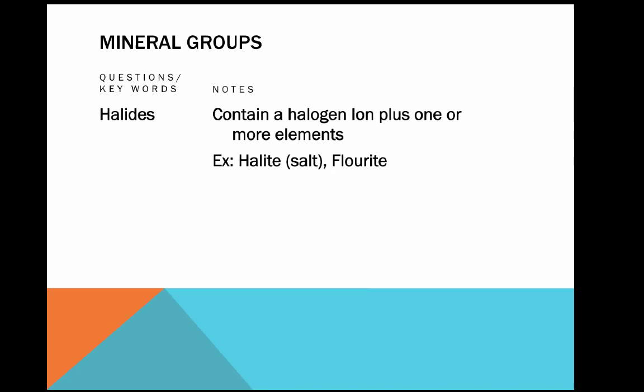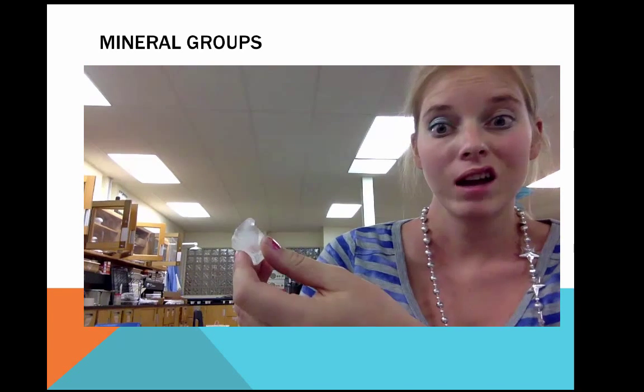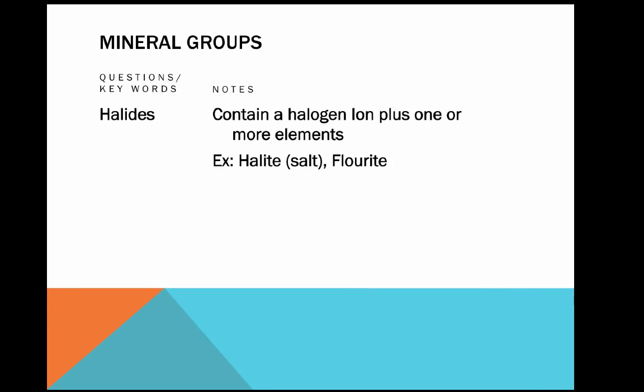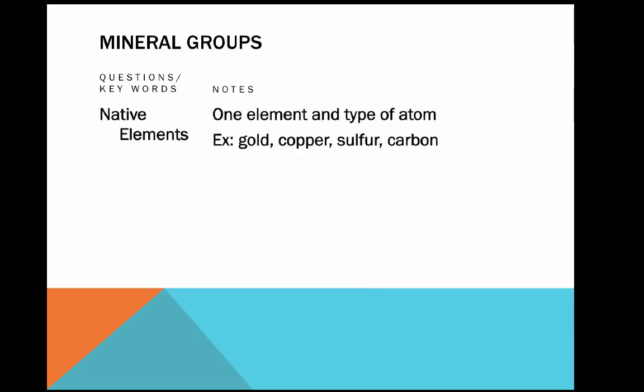Halite is an example. This is basically just your table salt. So on the periodic table, it's going to be Na, which is sodium, plus Cl, which is chlorine and is in that halide row on the periodic table.